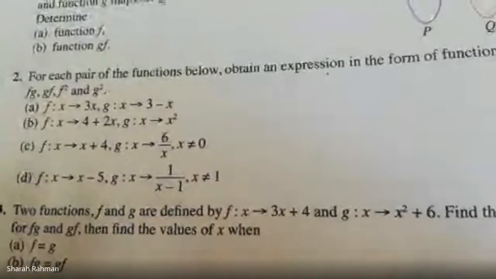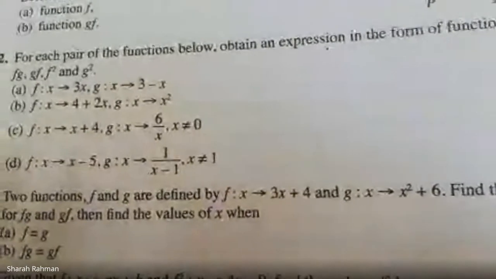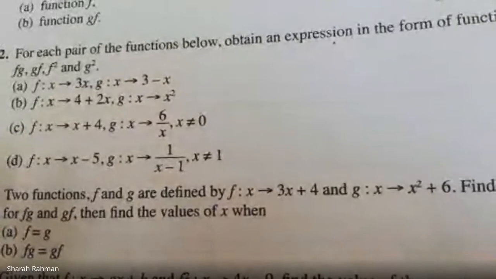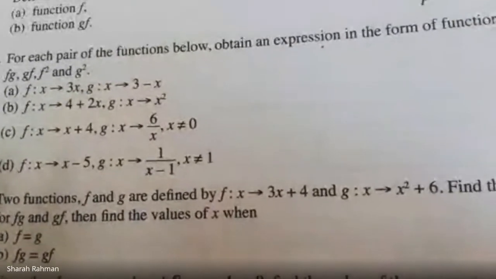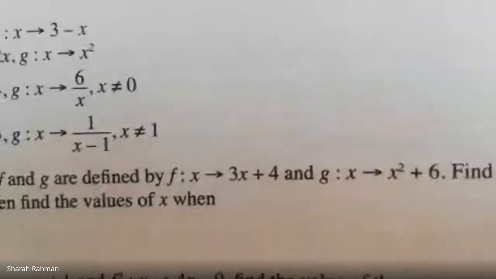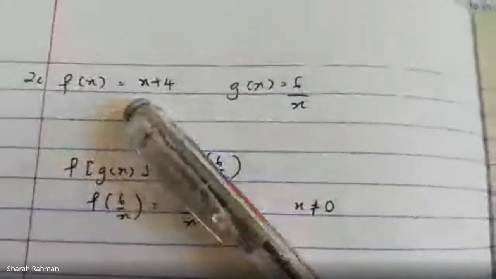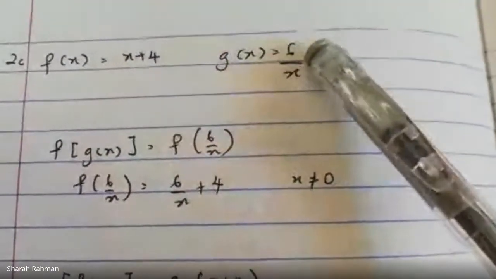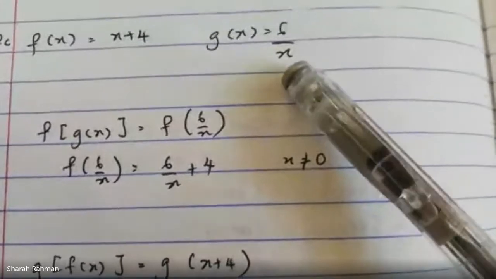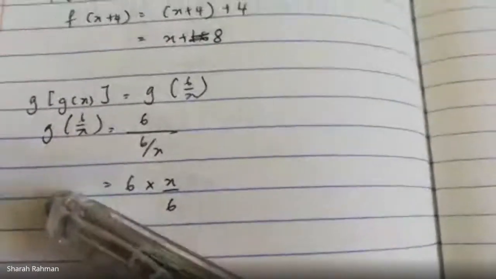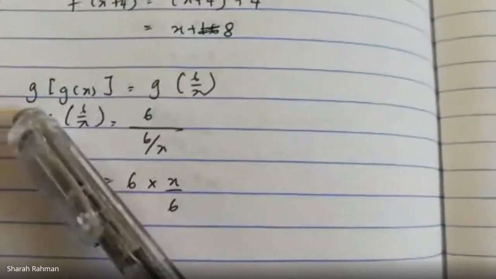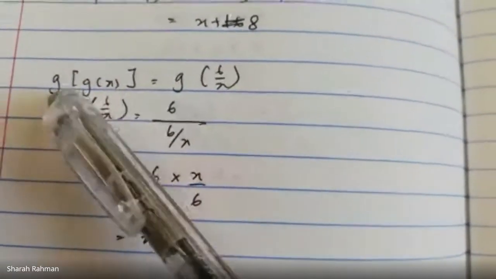Okay, 2C. Given f(x) equals x plus 4, g(x) is 6 over x. We want to find g squared. Here the functions are given. f(x) equals to x plus 4. g(x) equals to 6 over x. Then we want to find g squared of x. So g squared is gg. gg(x).